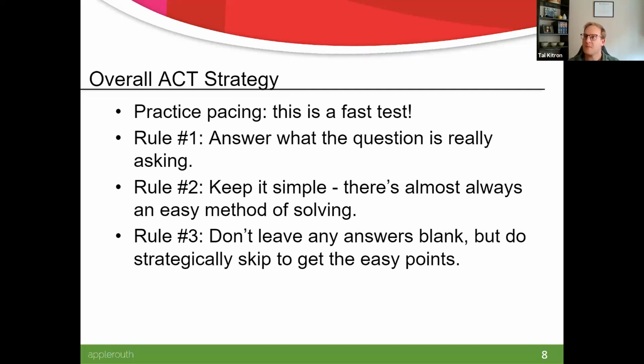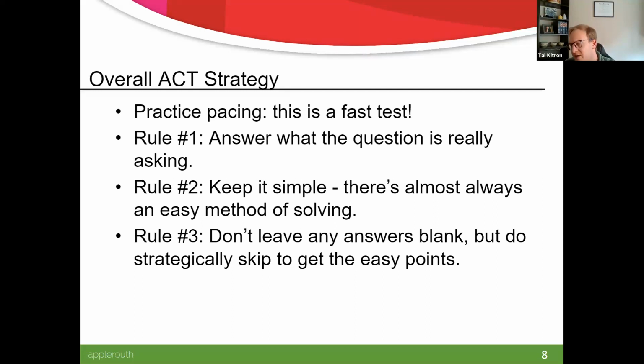First rule is you have to make sure you know what you're solving for. A lot of people go wrong just because they missed a word in the question or choices or passage. Second rule is keep it simple, because there's almost always a simple method of solution. So people try to work too hard on math in particular. Usually it's a lot simpler than we think. There's a basic step to get there.